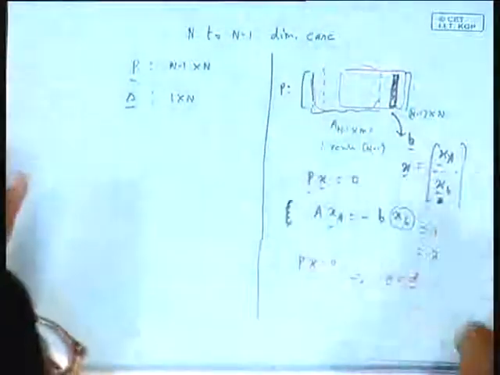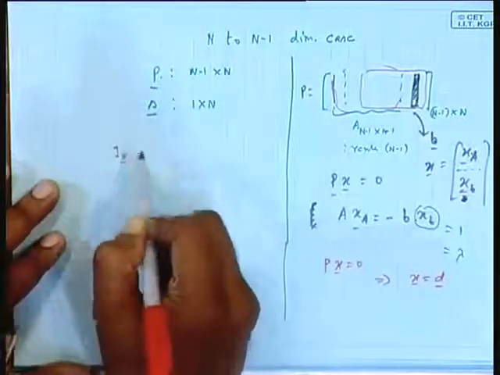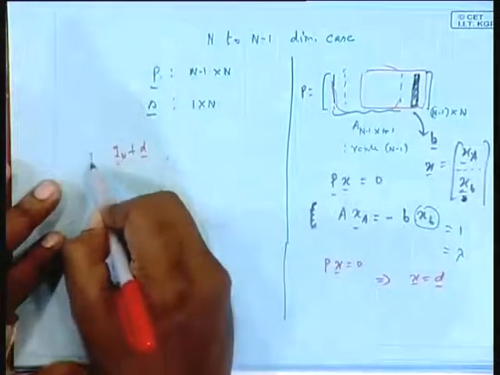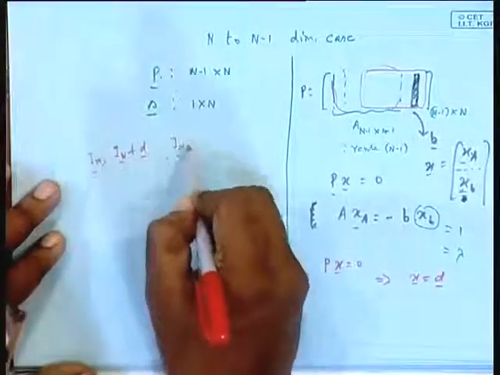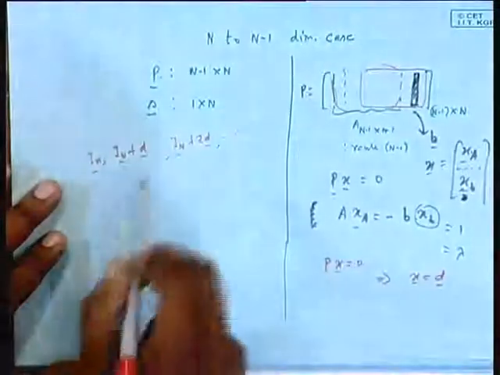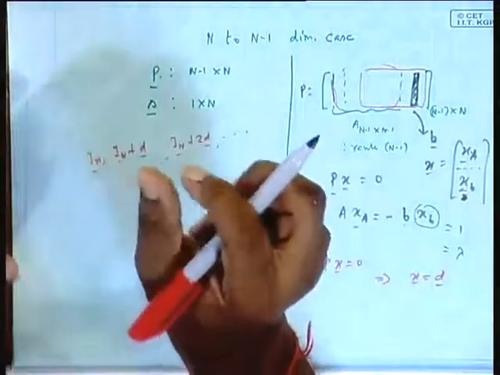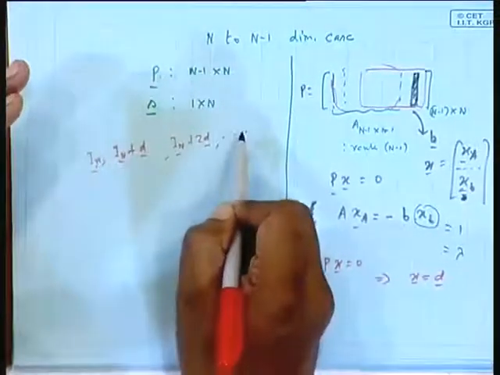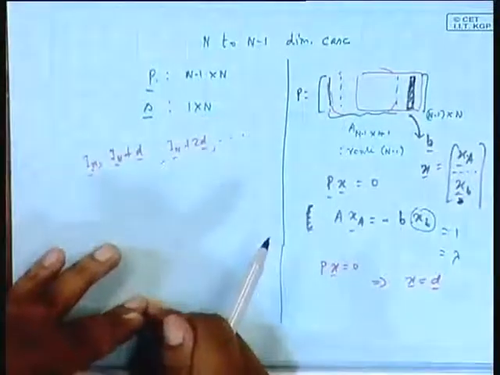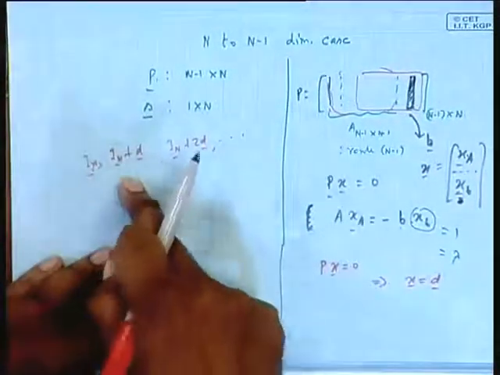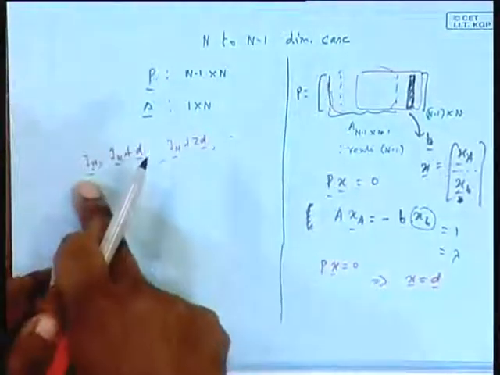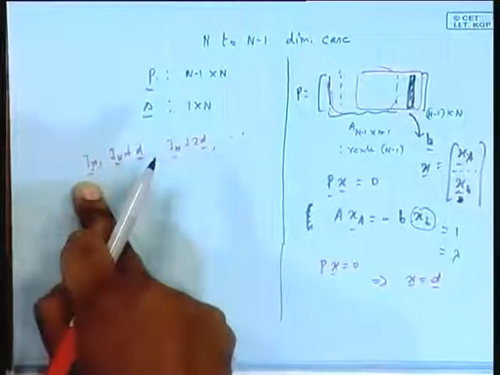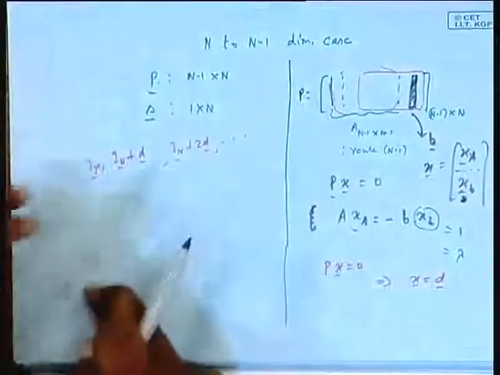That means In plus this D, and In plus 2D, and so on. That is why I told you to take D to be the one with the minimum norm. So In plus D, then 2D comes, then 3D. They all will map to the same node, because P working on this, P working on this, P working on this will give you P working on simply In. So this is the thing.